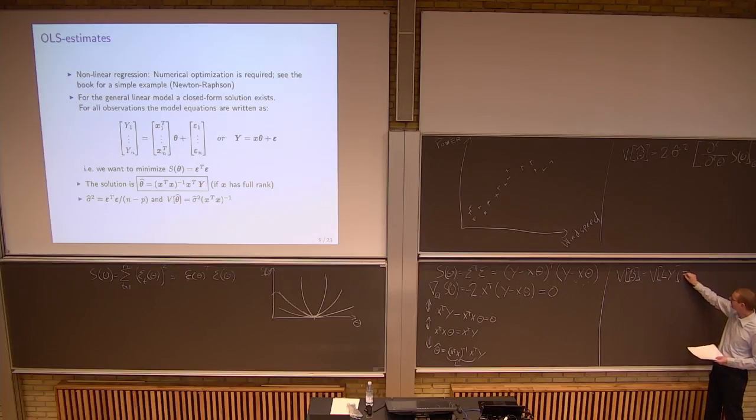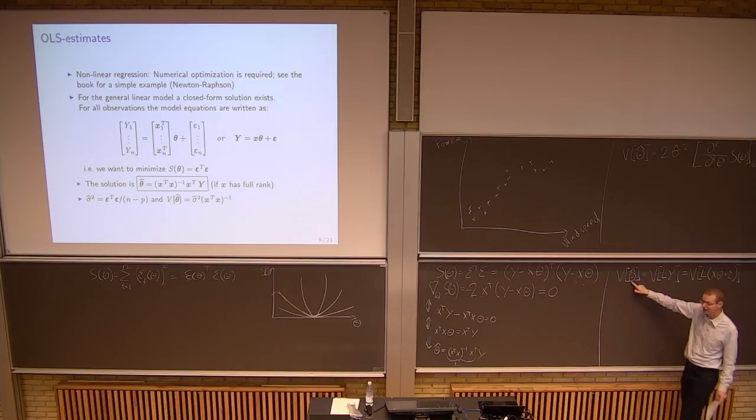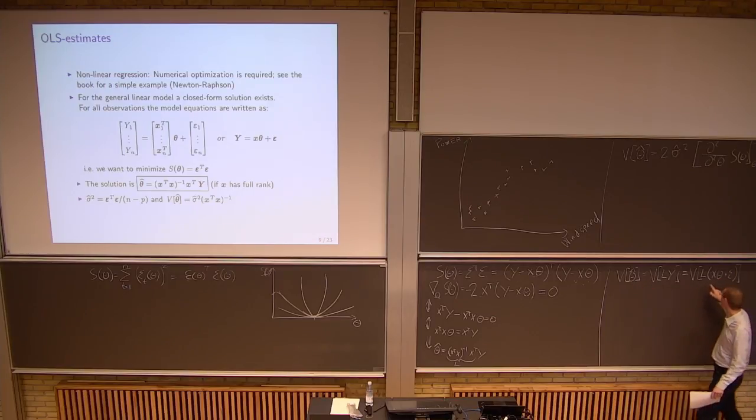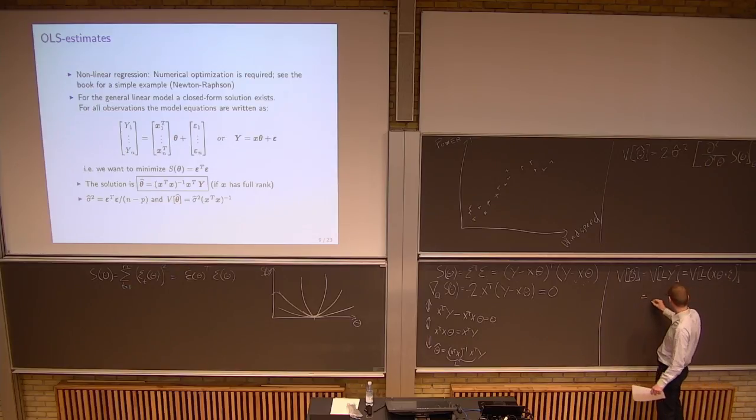Now, this here, if I plug in what y is, I have L on x theta plus epsilon. Notice here that this is the true theta. It's not the estimated theta. So, are there any constants in here, except for the L? Yes, x is known, theta is known, so the only thing that contributes to the variance is epsilon. So, this is equal to the variance of L on epsilon.